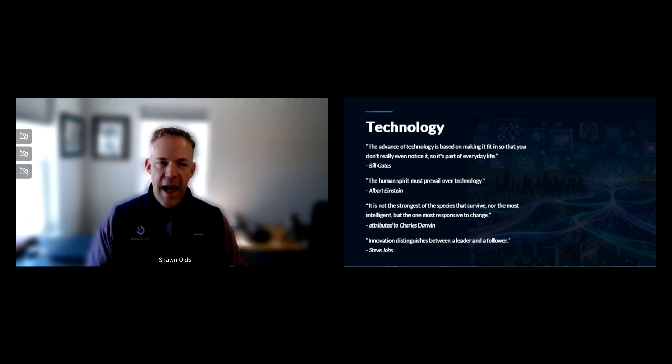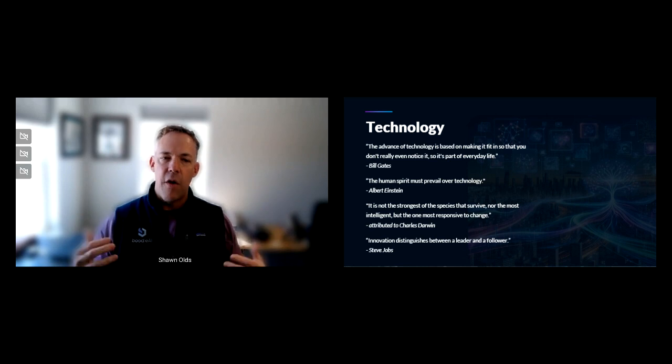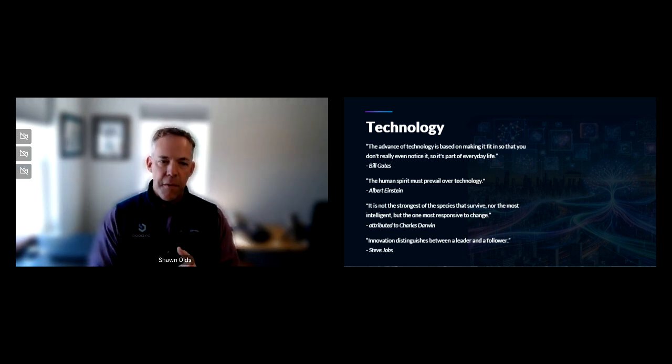Now, that being said, at Boodle, from its inception, my co-founder France and I have always really pushed that the strongest AI team is the human-machine team. And so the Albert Einstein quote that the human spirit must prevail over technology is one that really resonates with us and is very powerful.